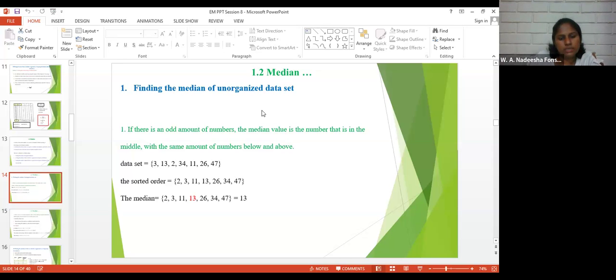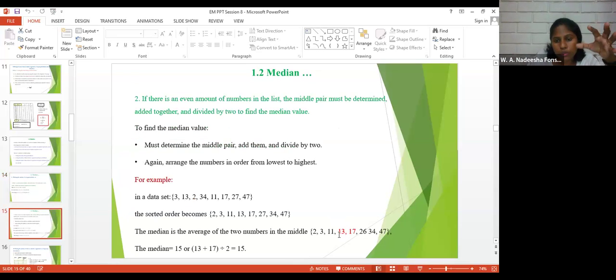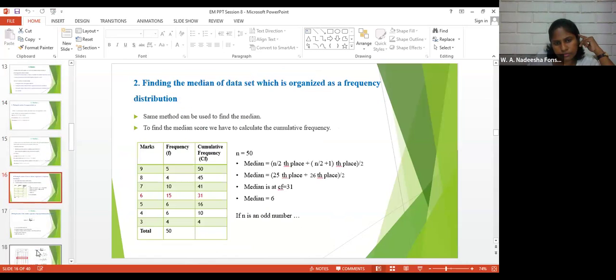Here the data set is given. First you have to arrange them in ascending or descending order. Then you can find the mid value. If the number of items is even, you have two mid values. Then take the average of those. If the number of data points is lower than 20, you can do it manually. But if the data points are more than that, you have to go for this.